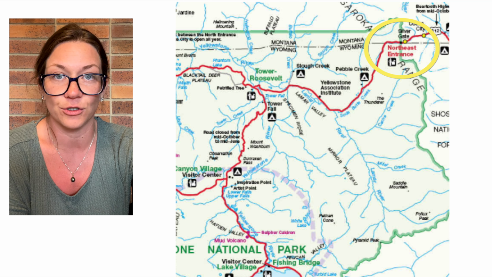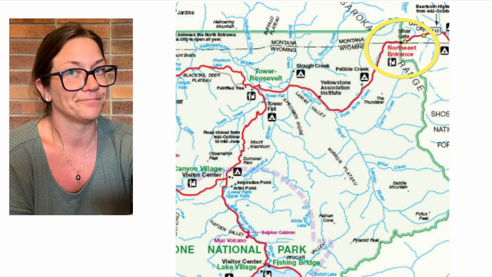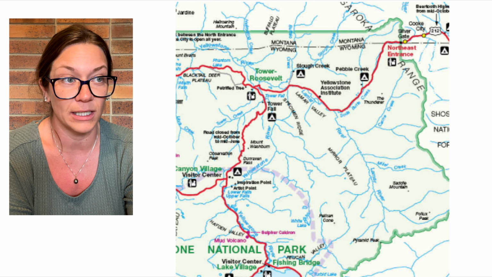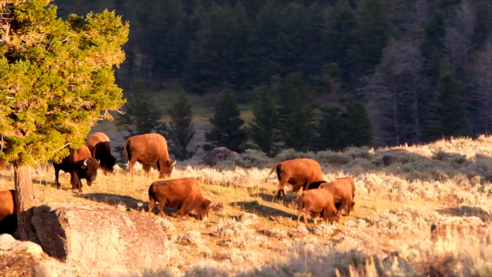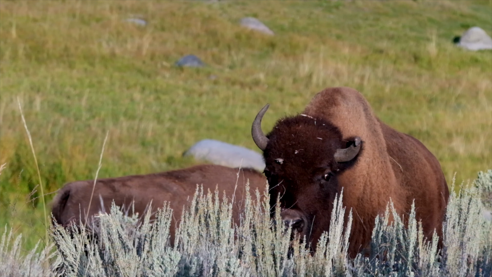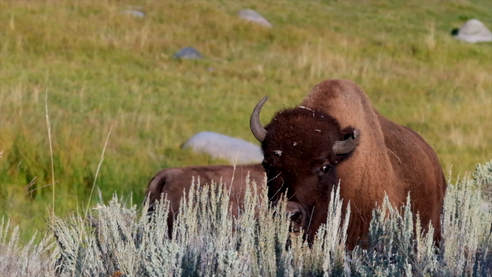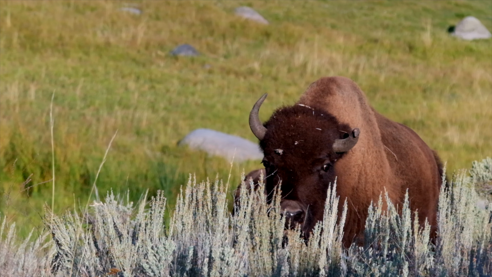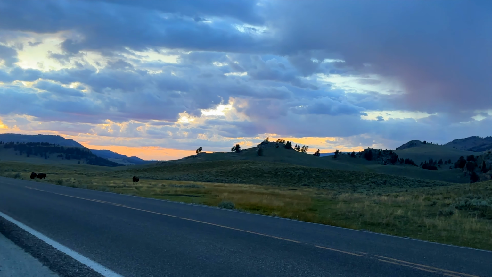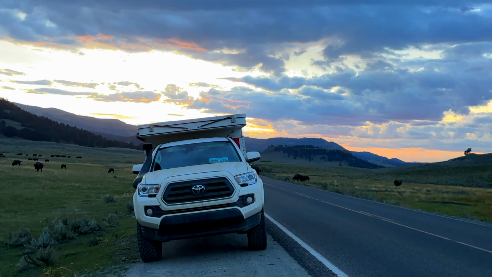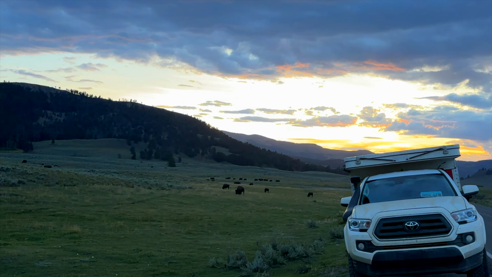Either way, at the end of day 2, you are going to exit the park to the northeast entrance. You can camp literally like 300 feet from the entrance, or you can go all the way into Silvergate. You can find a couple places, or you can go even further to Cook City. I personally camped 300 feet from the entrance because I was getting up at 4 a.m. to get into the park for the wolves. I highly recommend doing the same thing.